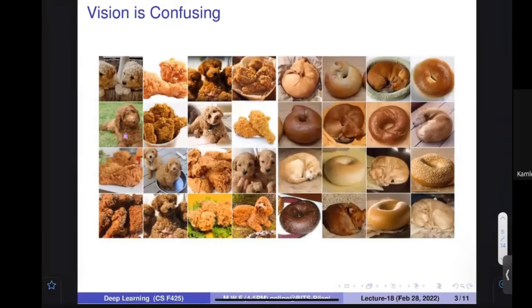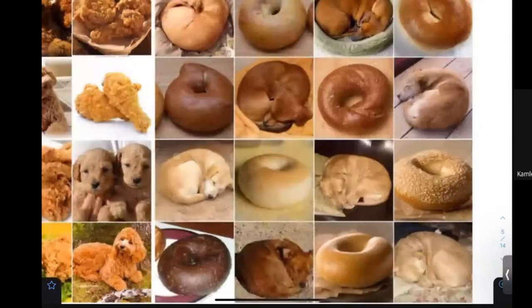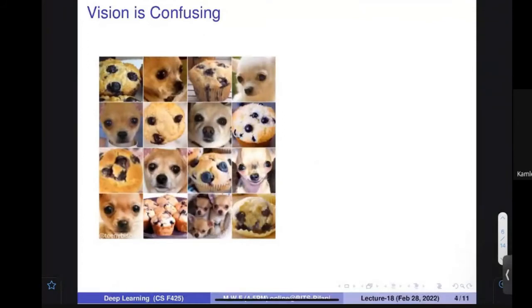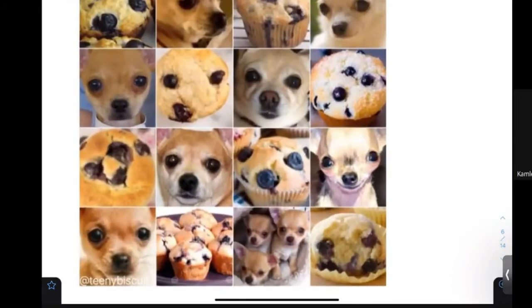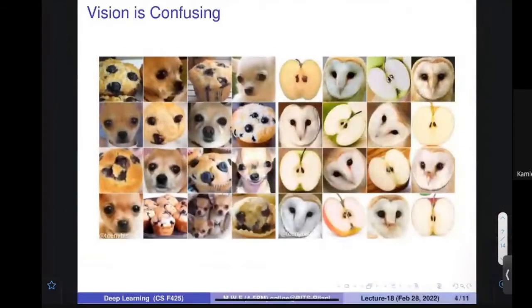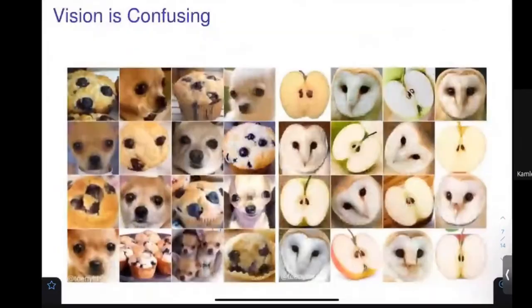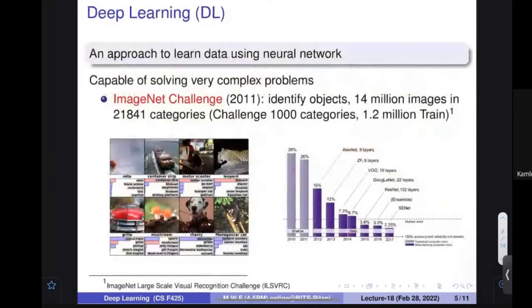You can see that here it is very difficult to find out where is a dog or where is a donut. You can see the intra-class variation, and the difference between the two classes sometimes becomes very faded when you see these kinds of images. Can you see this? Okay, see this image, is it an apple or an owl? Carefully selected examples can be very, very difficult.